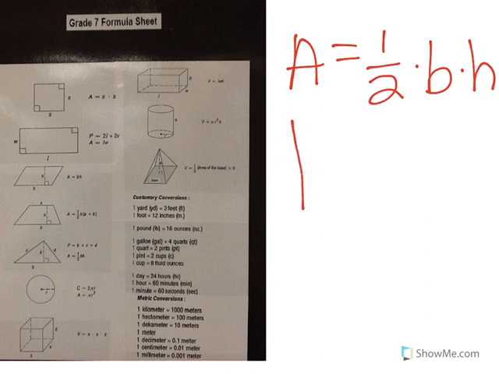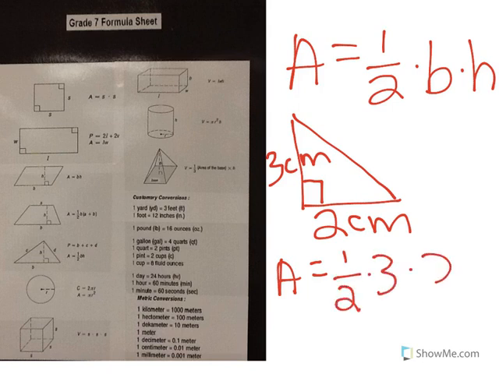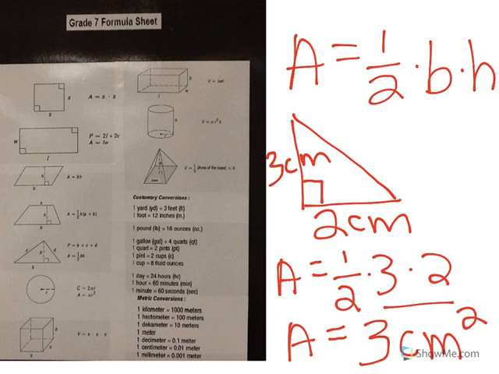So let's draw a triangle. This is a right triangle, and its base I'm going to say is 2 centimeters, and its height is 3 centimeters. Area equals 1/2 base times height, so 1/2 of 3 times 2. 2 times 3 is 6, and half of 6 is 3. It should be centimeters squared.